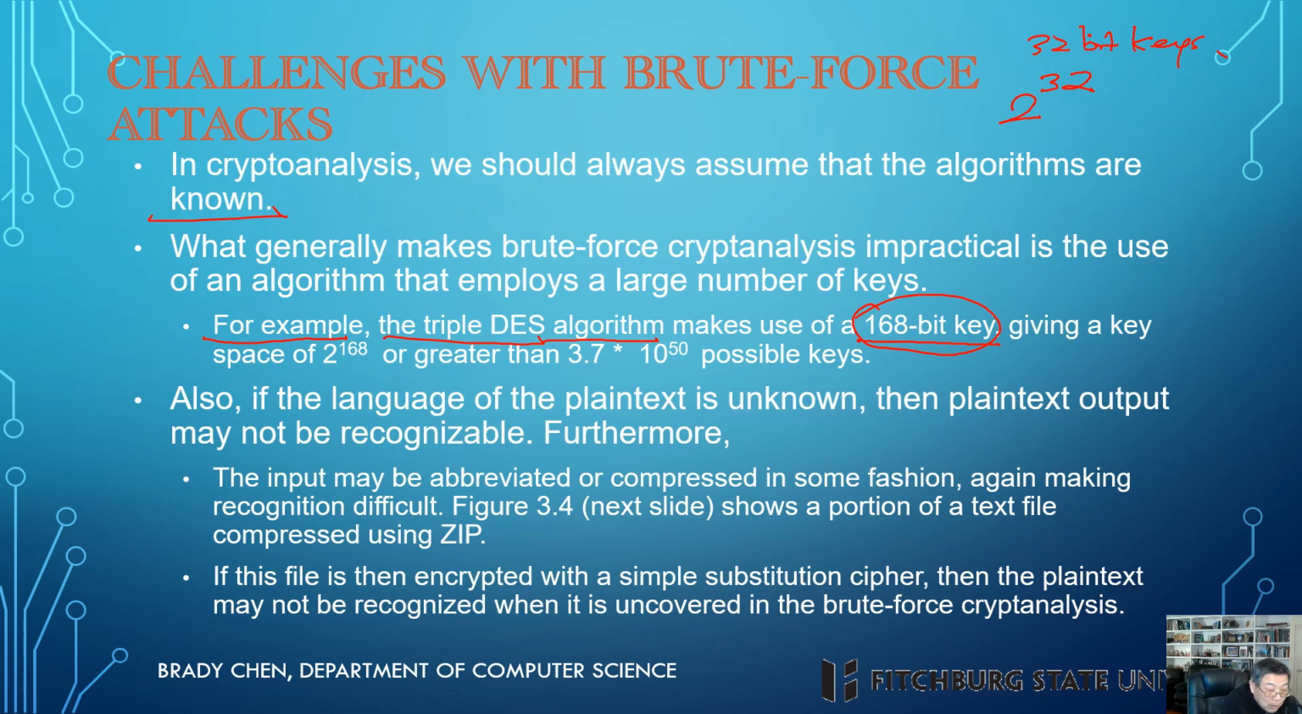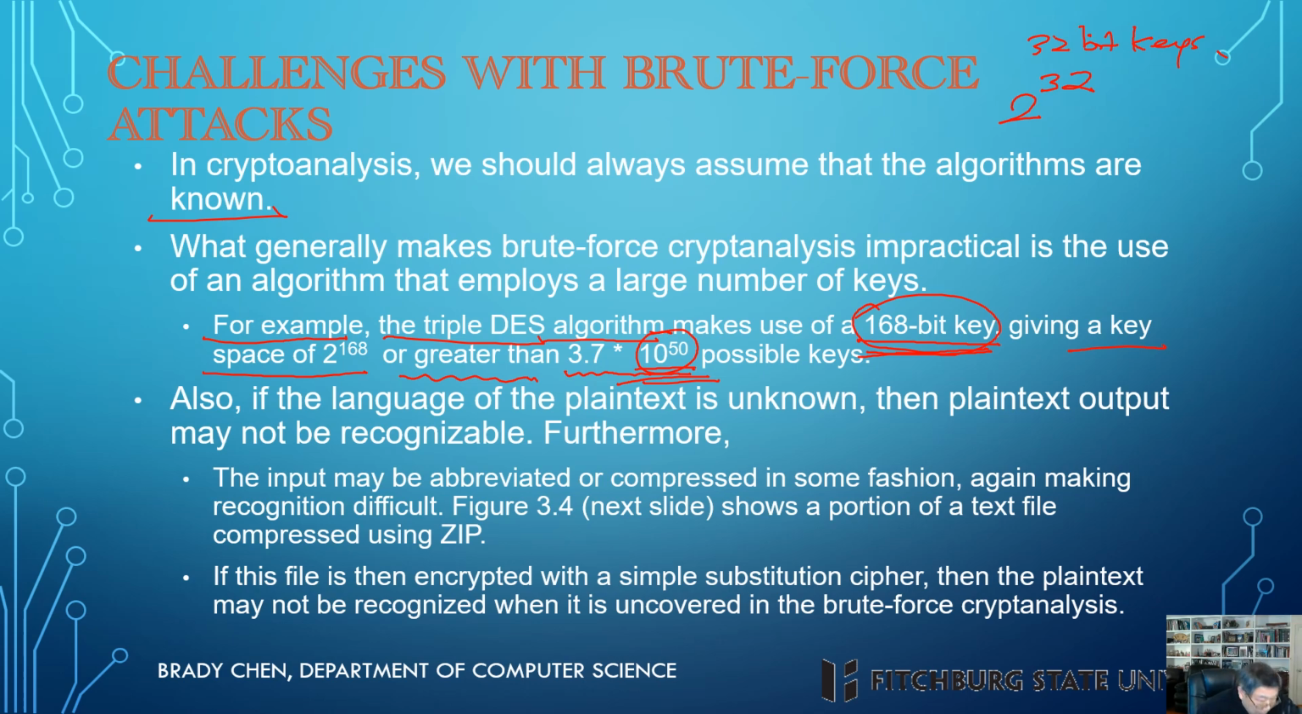But using triple DES, we use a key of 168 bits. This gives you a key space of 2 to the 168, or if we calculate this number out, about 3.7 times 10 to the 50 possible keys. That's a huge number. Later on we can give you an example of how difficult it is to crack the keys using a brute force attack if the key length is extremely big.